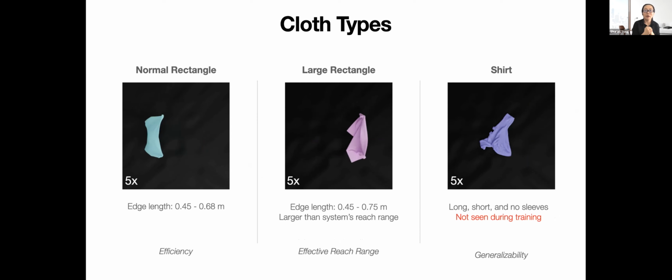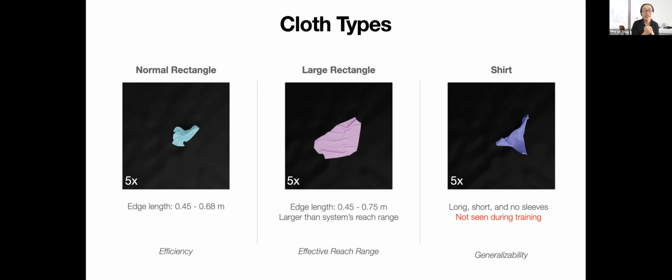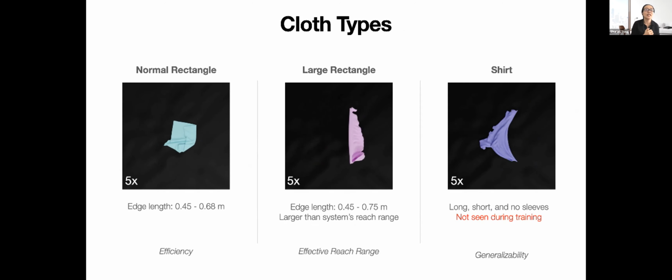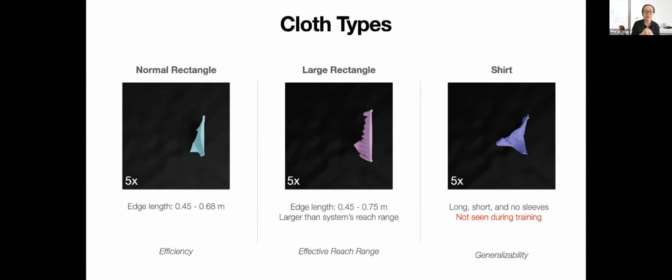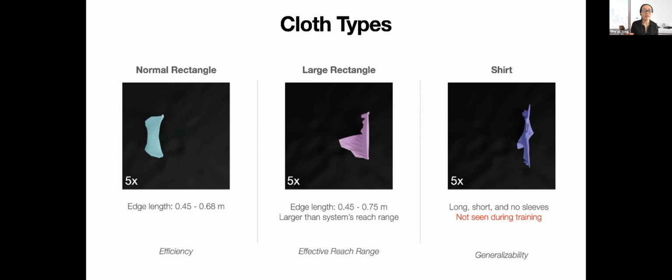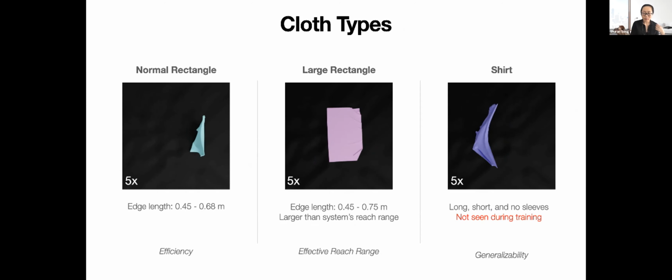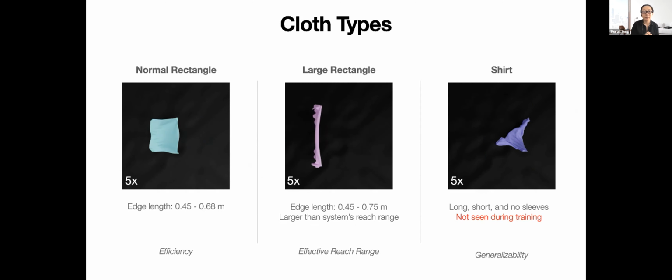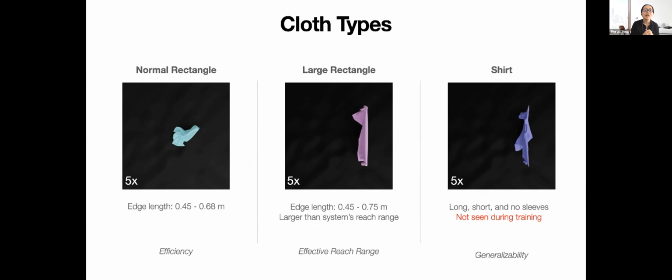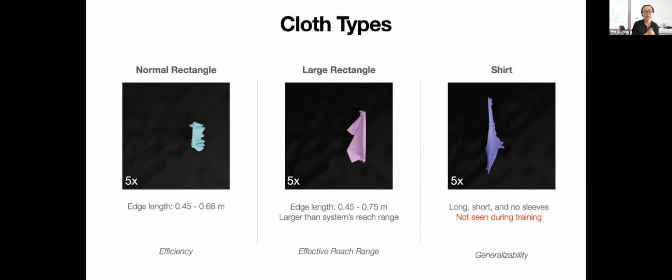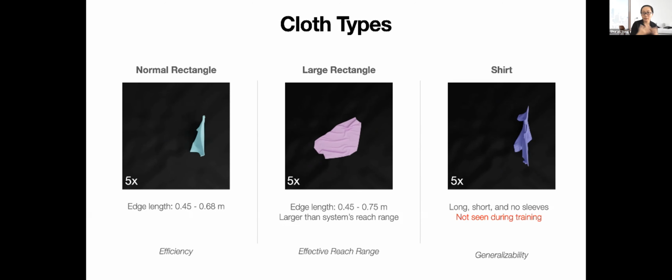So here is the simulation environment that we use for our evaluation study. Our policy is trained on rectangular cloth of different sizes. We also explicitly test the algorithm with larger rectangular cloth that is larger than the system's maximum reach range. And finally, we also test the learned policy on unseen t-shirts that the system has not seen during training. As we'll see later, even though our policy is only trained on rectangular cloth, it is able to perform reasonably well on shirts with different shapes.